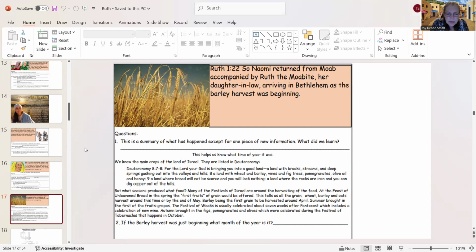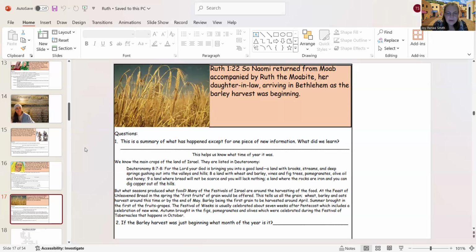But what seasons produce what food? Many of the festivals of Israel are around the harvesting of the food. At the Feast of Unleavened Bread in the spring, the first fruits of grain would be offered. This tells us all grain, wheat, barley, oats, harvest around this time or by the end of May. Barley being the first grain to be harvested around April. Summer brought in the first of the fruits, grapes. The Festival of Weeks is usually celebrated about 7 weeks after Pentecost, which includes a celebration of new wine. Autumn brought in the figs, pomegranates, and olives, which were celebrated during the Festival of Tabernacles that happens in October.